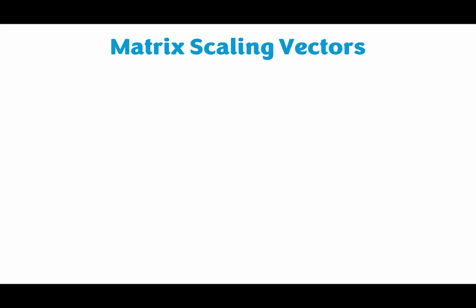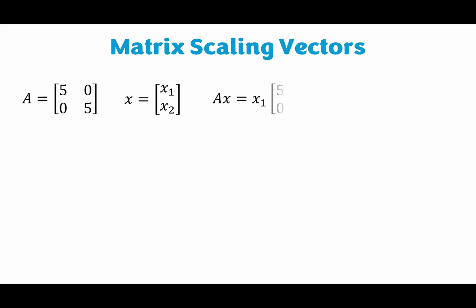All right, we're going to start this video by seeing how a matrix can scale a vector. If we have this matrix 5, 0, 0, 5, and we have this arbitrary vector x, where the elements are x1 and x2, and we look at A times x, remember by matrix vector multiplication's definition, we linearly combine the columns of A using the elements in x as the weights. So x1 times the first column plus x2 times the second column is what A times x is.